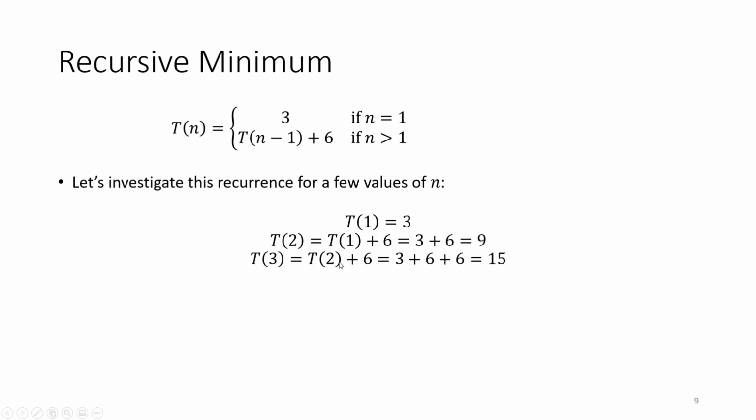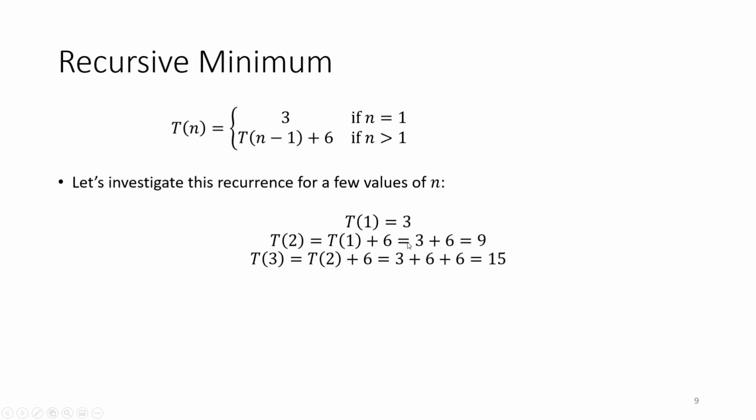So t of 3 is t of 2 plus 6, which, well, just expanding out my math here a little bit, is 15 now, or 9 plus 6 is 15. Now here, the reason I've written it this way is it's showing me that as I unwind here, I keep adding 6 on. The reason I did this is I'm going to be able to pick out a pattern here in a second. Let's do one more.